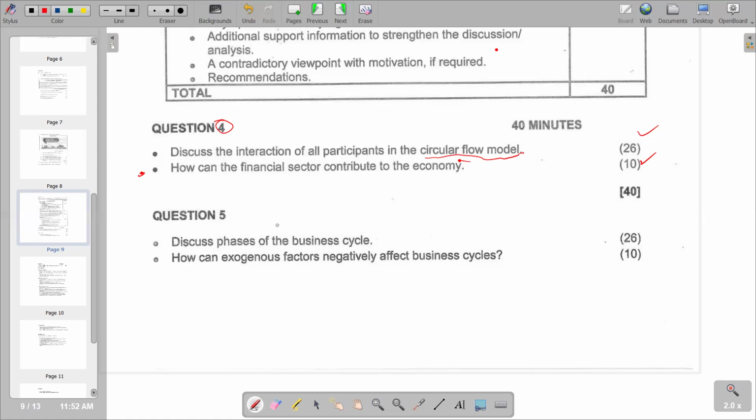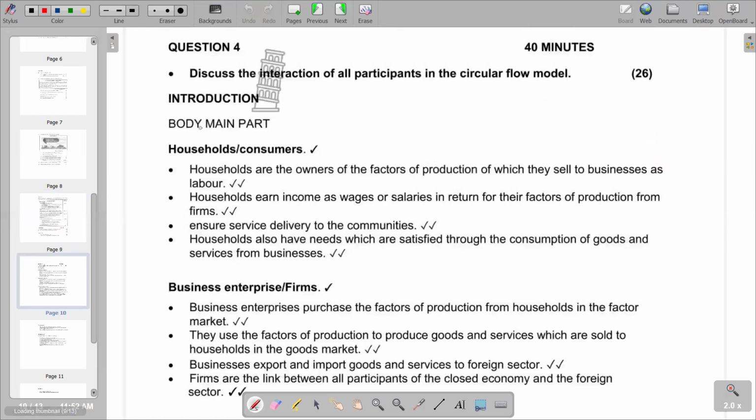Our first part is asking us to show the interaction of all participants. So we're going to name all the participants that we have. We'll look at each and every participant that we see in the circular flow model and analyze it. So we go to our answer section. The first participant we are going to look at is the households or consumers in the circular flow model.